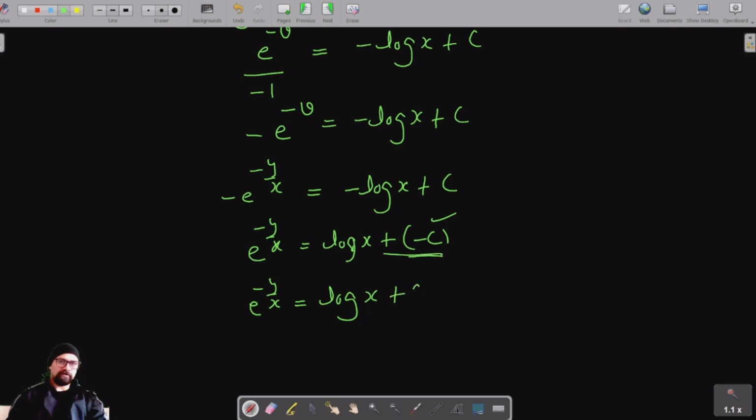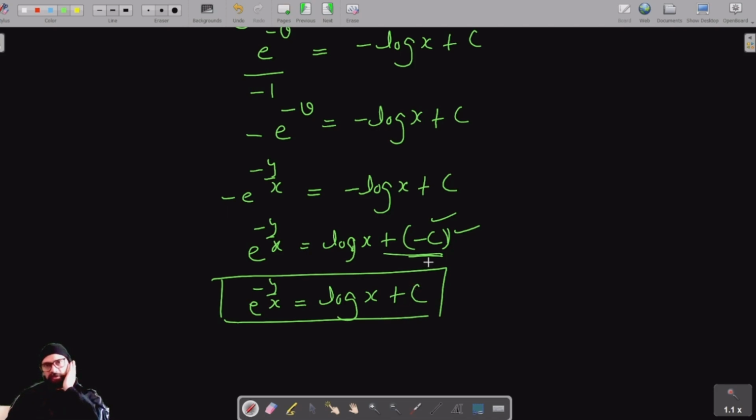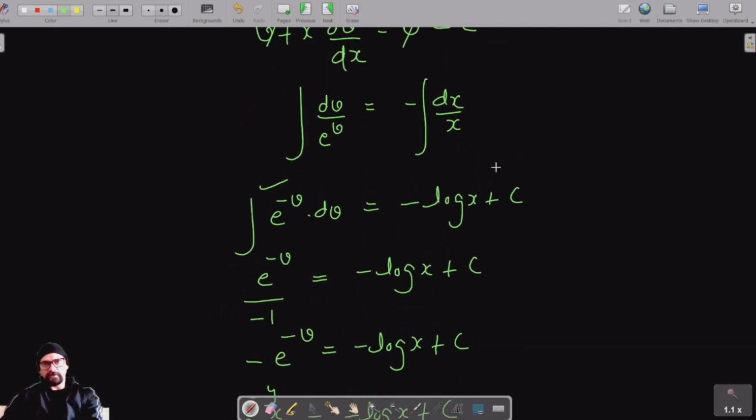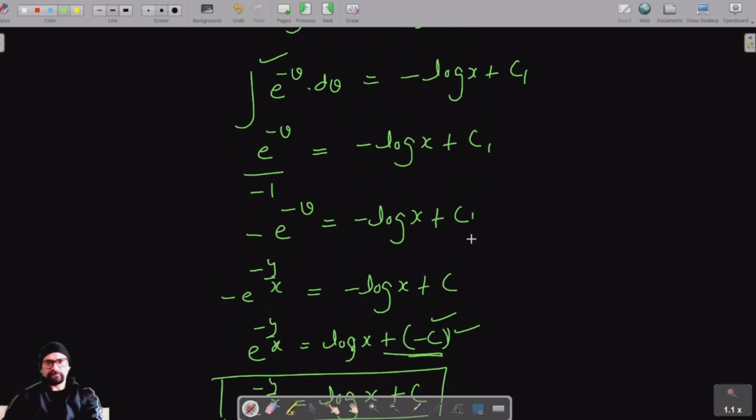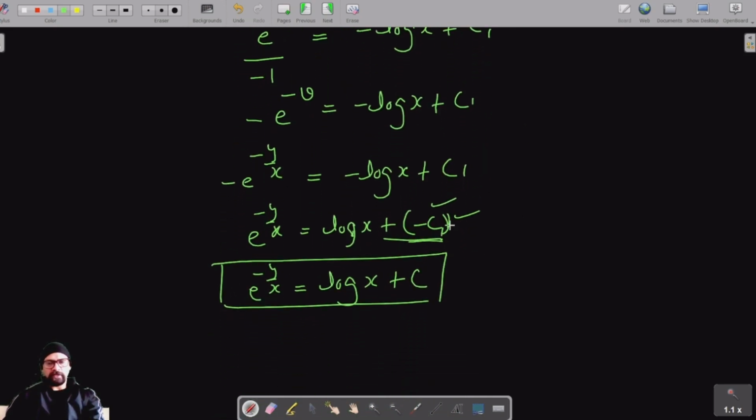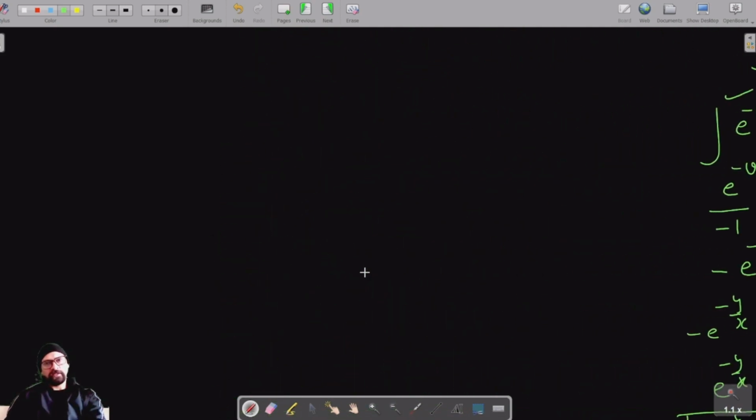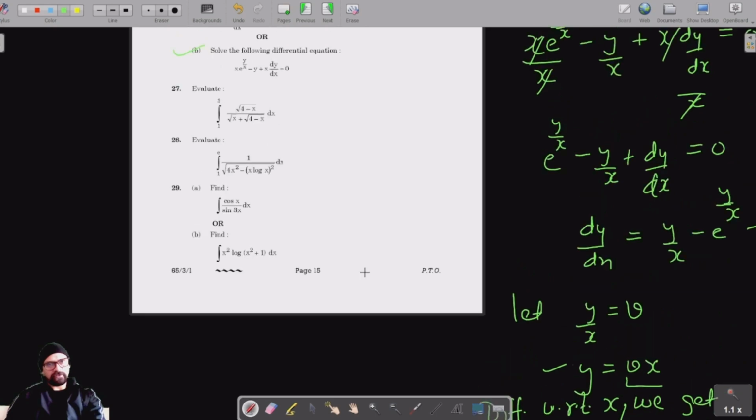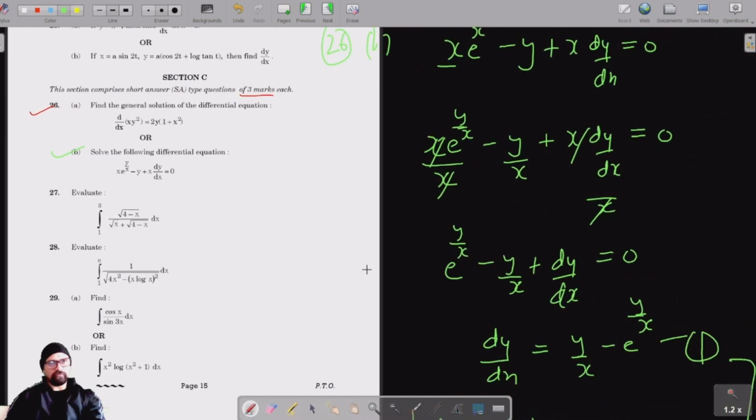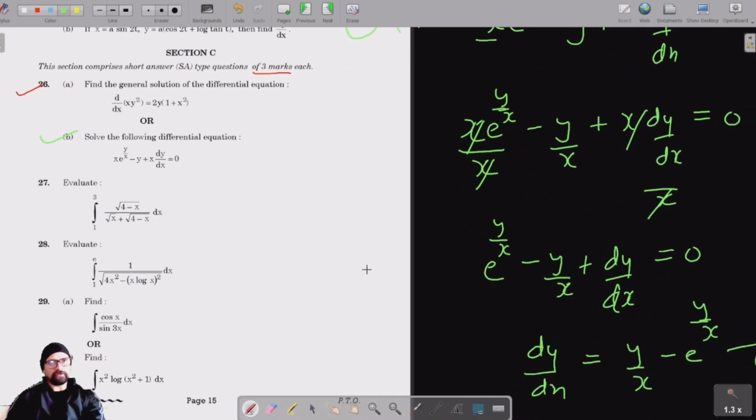This is again a constant, so let it remain c, because minus c is again a constant. Or you can just make it c1. Okay, minus c1 is again a constant, so substituted with c. So this is our solution for the given differential equation. And this solves our question number 26. Let's move on to evaluate question number 27.